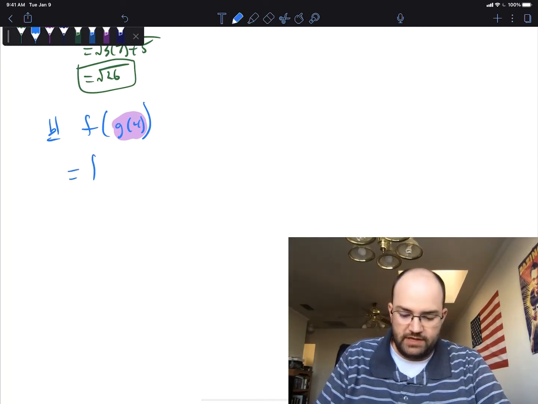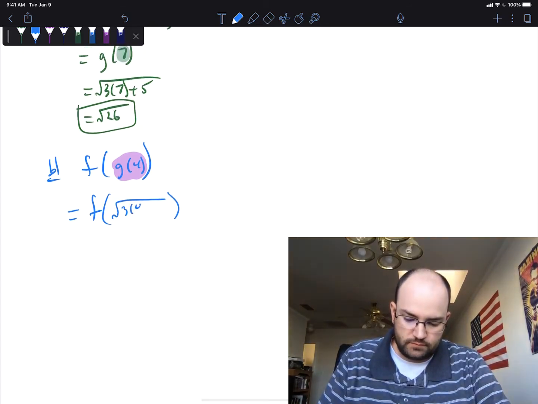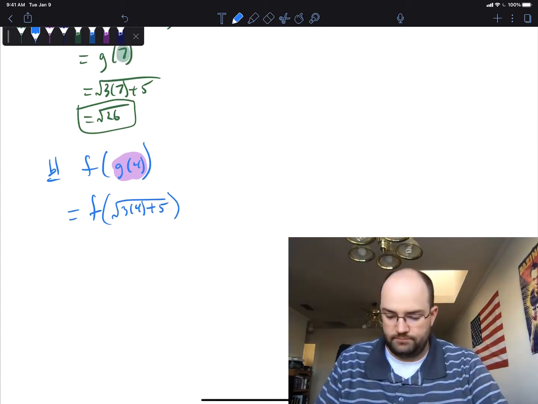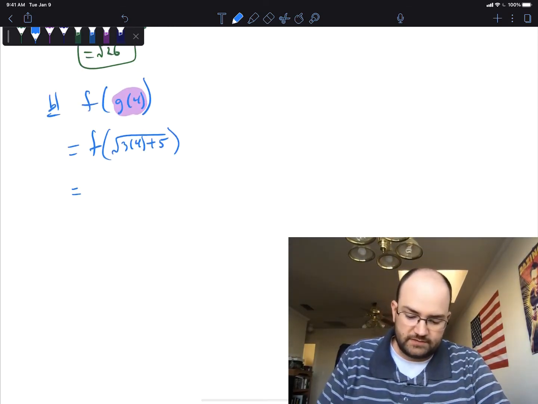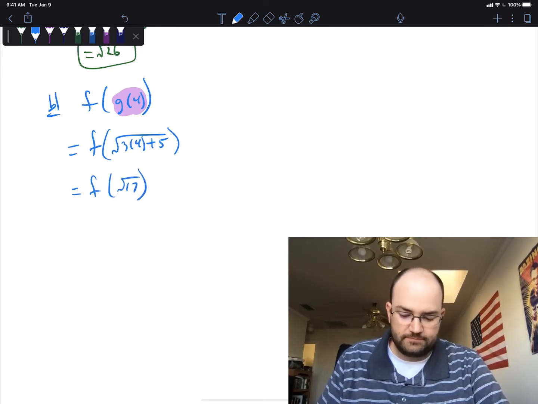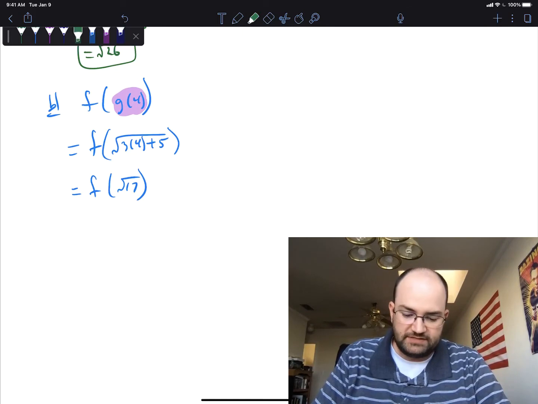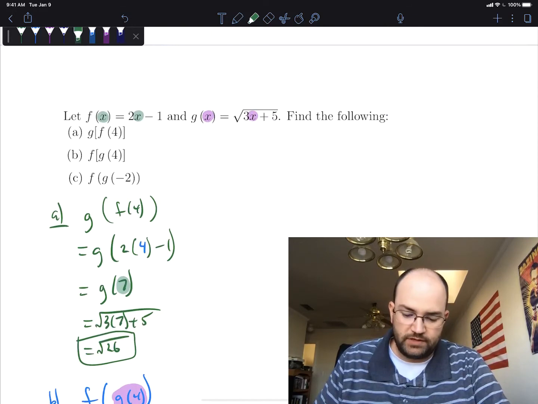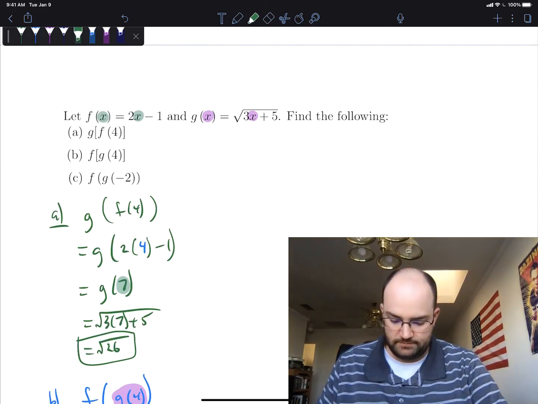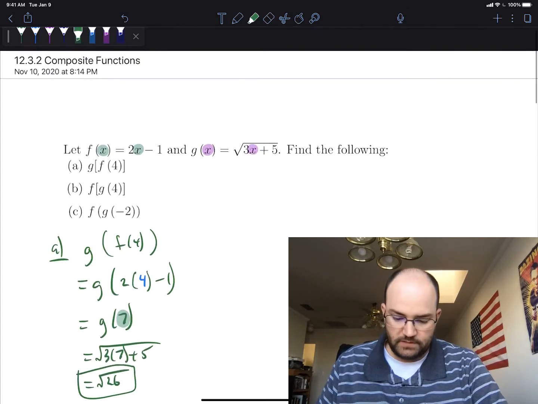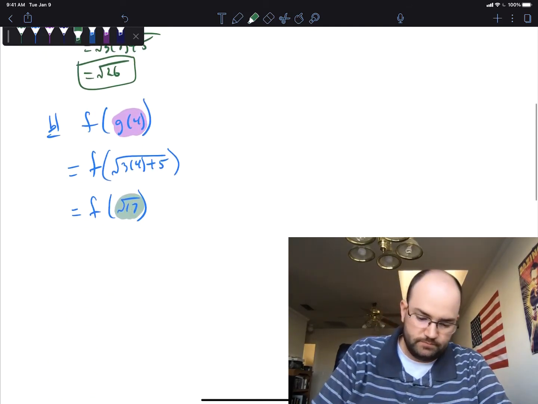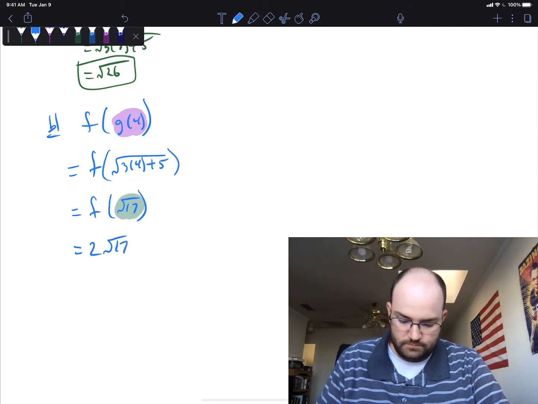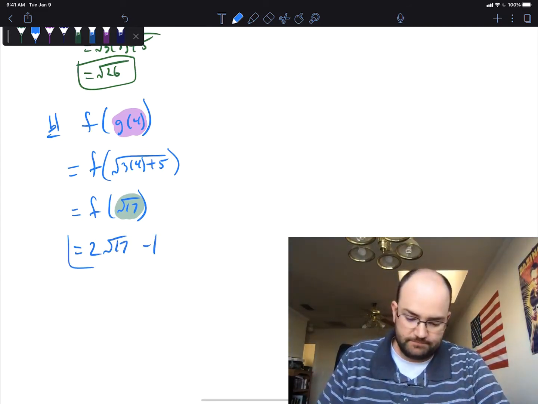So this is going to become f of the square root of 3 times 4 plus 5. And then just simplify. 3 times 4 is 12, 12 plus 5 is 17. So it's going to give us f of the square root of 17. In other words, we're going to take this value and go back to the f function, and all these x's are going to be replaced with the square root of 17. So 2 times square root of 17 minus 1. And that's pretty much it.